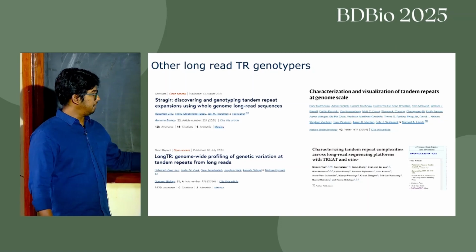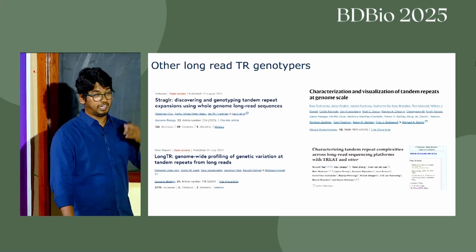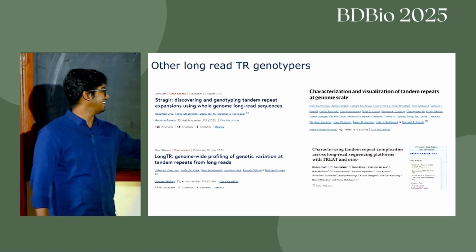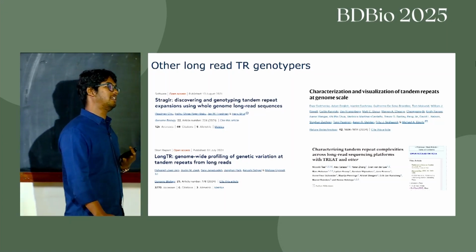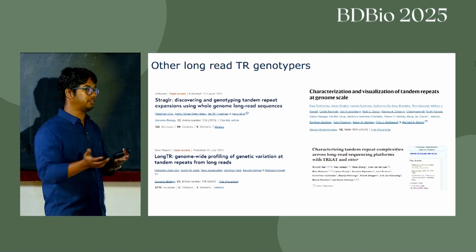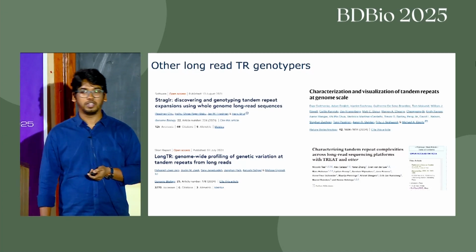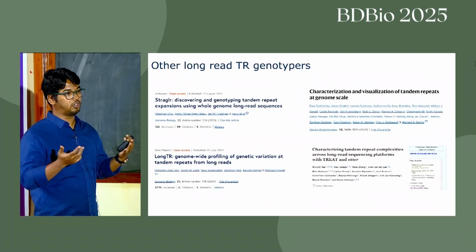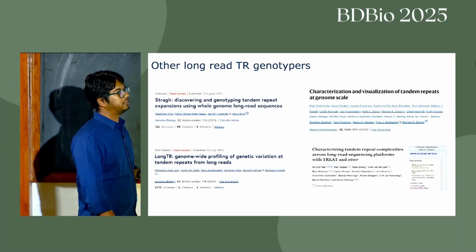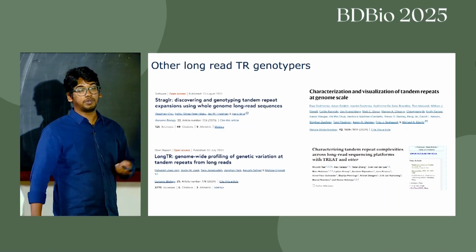Then this is another paper which probably is the best performing until ATaRVa, I should say. This was developed by Melissa Gymrek's group, who have done a lot of work on using short read data for genotyping. They've extended their short read method to also deal with long reads. And there is another tool called TREAT, which uses a sort of local assembly to infer tandem repeat genotypes. This was published in, I think, November 2024 or so.